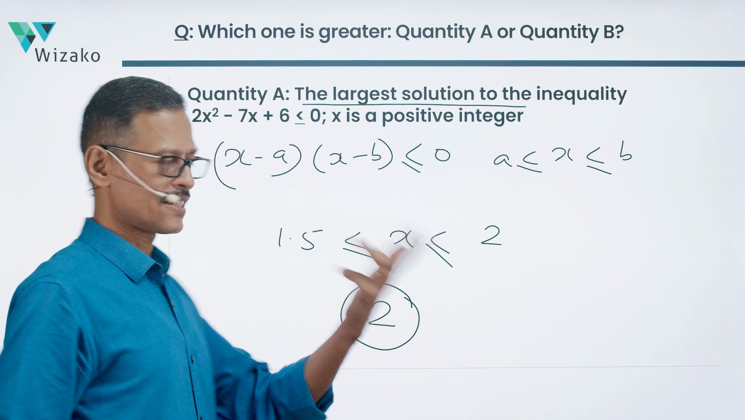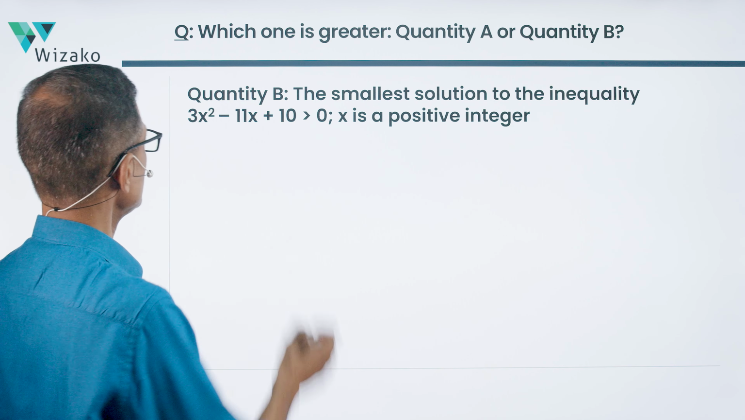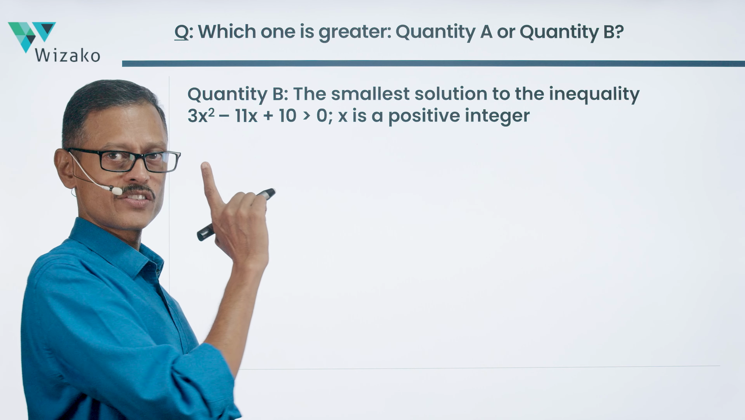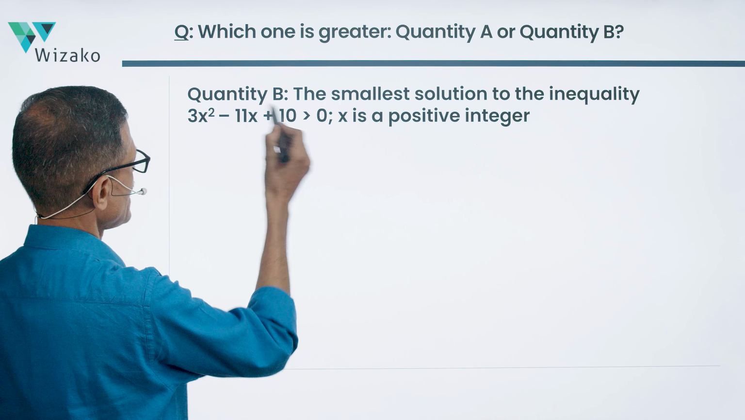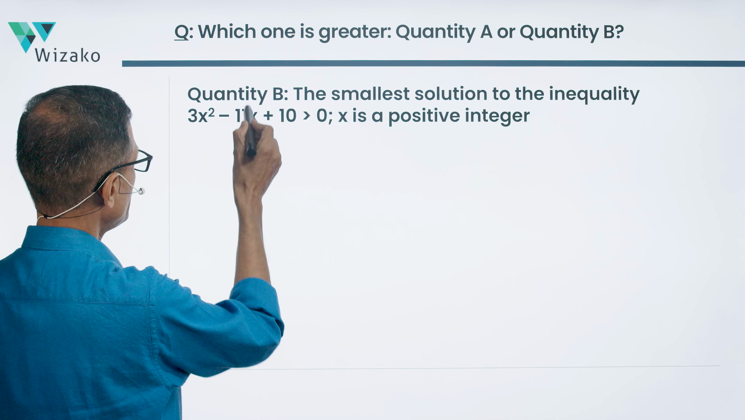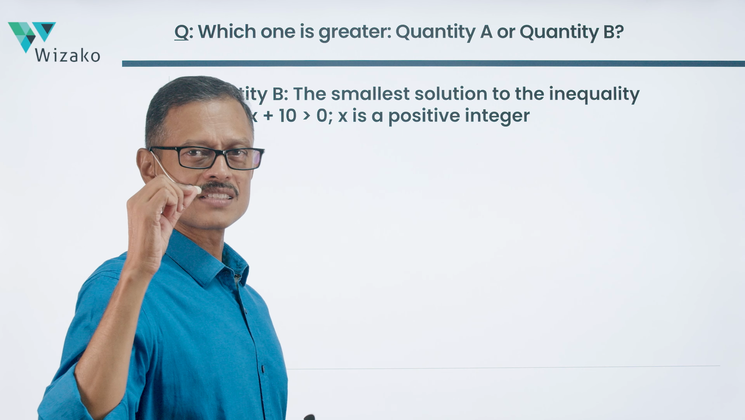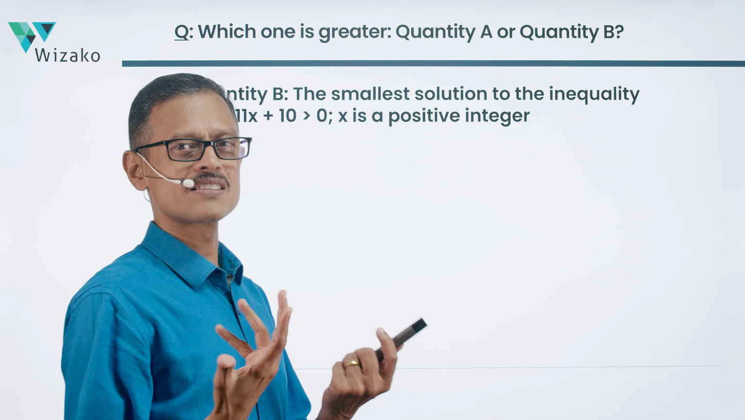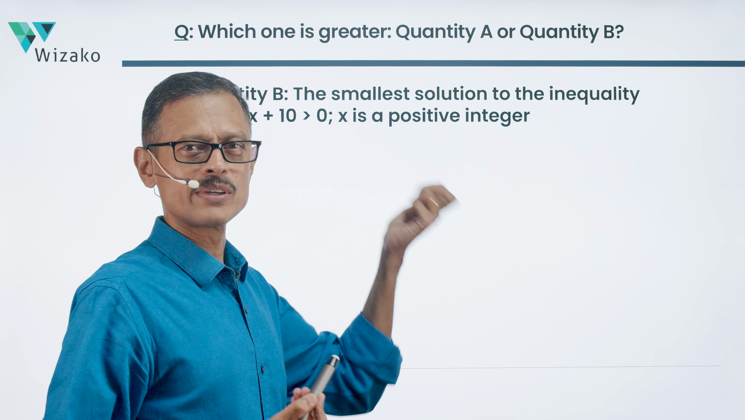Did you guys finish it? Let's have a look at it. Let's solve the second inequality. This is a greater than inequality, so let's solve it carefully. Product of the first and the last term is 30x square. We need to break this 11x into two parts so that the sum is minus 11x and the product is plus 30x square. Obviously, you would have figured it out by now. It's a 6 and a 5.